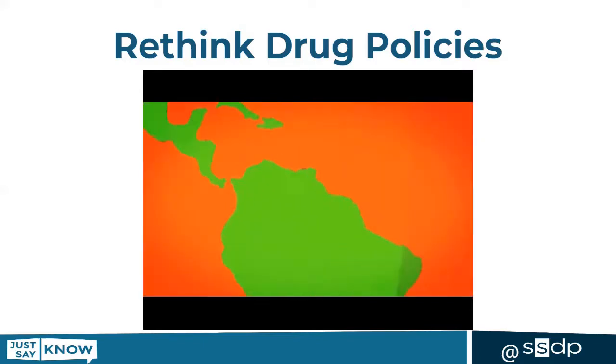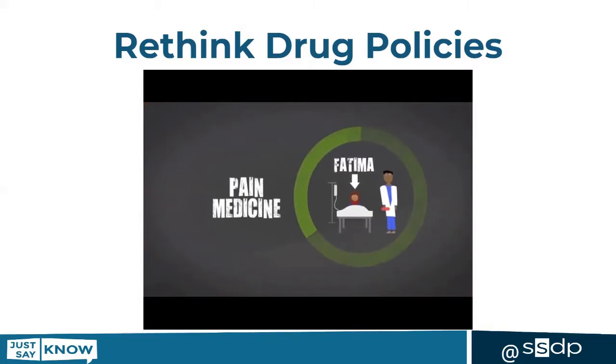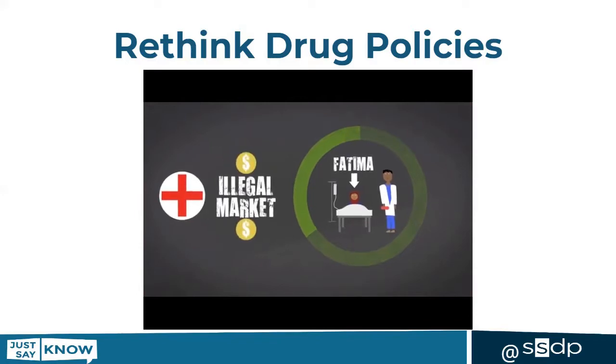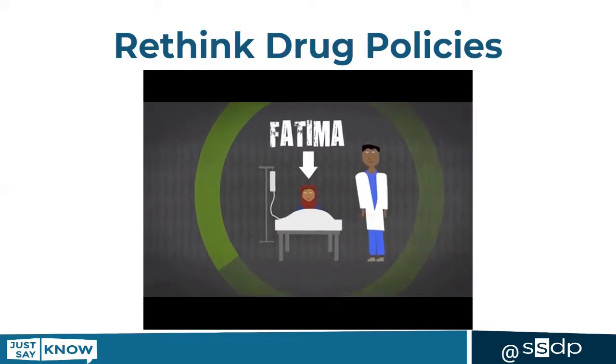Meet Fatima. She has cancer. Her government is worried that some of the pain medicine she needs will fall into the wrong hands and be sold on the illegal market. So they implement tight restrictions for everyone. This means Fatima cannot get the pain medicine she needs from the doctor.